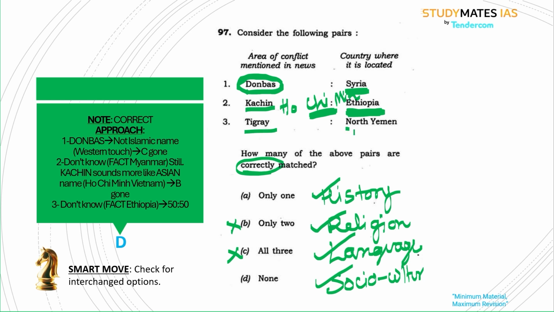Then third is Tigray and North Yemen. Difficult to connect. However, if the fact is known that Tigray is in Ethiopia, well and good. Always keep in mind in these type of questions, UPSC has the habit of interchanging like this. So when solving these type of questions and also in statement questions, you might remember augmented reality and virtual reality were given with interchanged definitions. So always look for interchange in UPSC questions. If you know this fact, you can easily arrive at B. Otherwise, it is a 50-50 option between A and B.